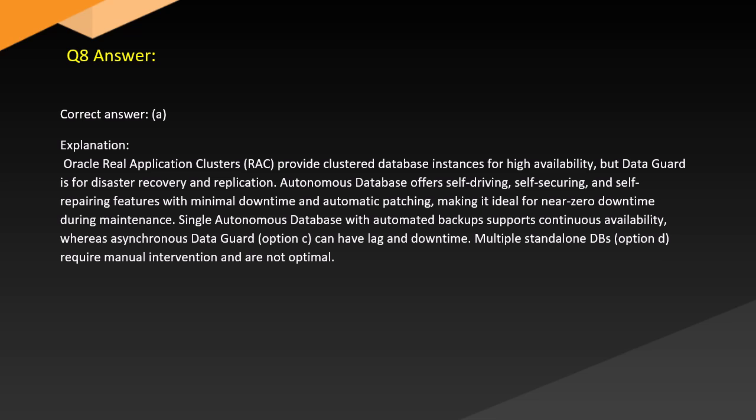Oracle Real Application Clusters (RAC) provide clustered database instances for high availability, but DataGuard is for disaster recovery and replication. Autonomous database offers self-driving, self-securing, and self-repairing features with minimal downtime and automatic patching, making it ideal for near-zero downtime during maintenance. Single autonomous database with automated backup supports availability, whereas asynchronous DataGuard, option C, can have lag and downtime. Multiple standalone DBs, option D, require manual intervention and are not optimal.